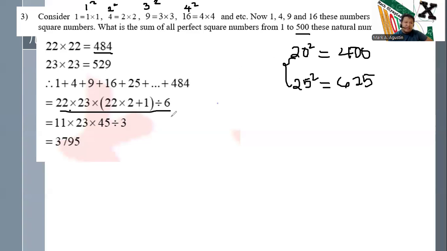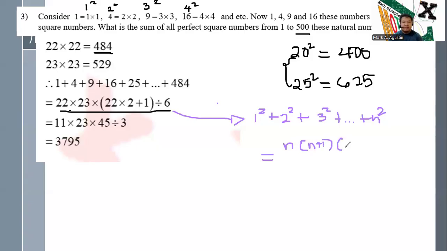So again, how did we get to this point? If you're adding perfect squares, like 1 squared plus 2 squared plus 3 squared until n squared, we can solve that by using the formula: n times n plus 1 times 2n plus 1, divided by 6. For this case, your n is 22 because your 484 is 22 squared. We'll be adding until 22 squared. This is the formula for adding perfect square numbers.